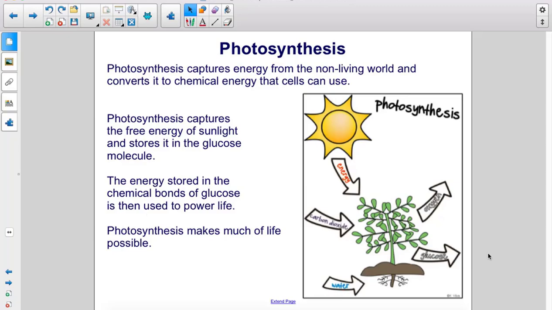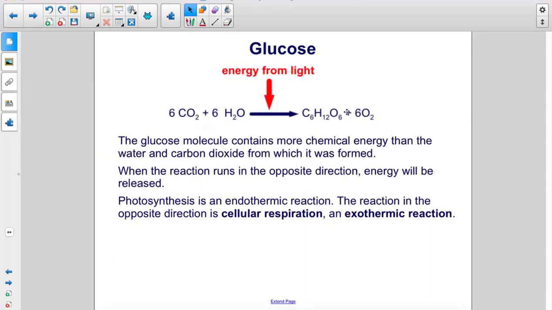The energy stored in the chemical bonds of glucose is then used to power life. Photosynthesis makes much of life possible. The glucose molecule contains more chemical energy than the water and carbon dioxide from which it was formed. When the reaction runs in the opposite direction, energy will be released. Photosynthesis is an endothermic reaction. The reaction in the opposite direction is cellular respiration, an exothermic reaction.